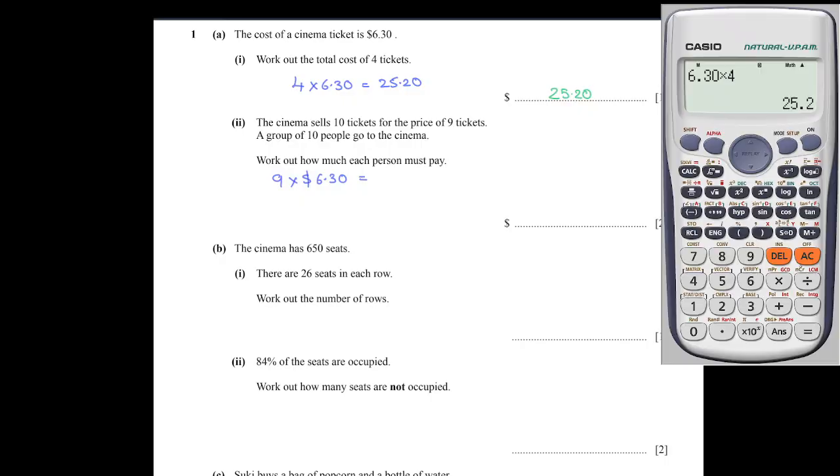Question number 2. The cinema sells 10 tickets for the price of 9 tickets. A group of 10 people go to the cinema. Work out how much each person must pay. So first of all we'll find out the cost of 9 tickets, because that was sold to 10 people but we need the 9 tickets' cost. So 9 multiplied by 6.30 is equal to 56.7. So this is the cost of 9 tickets and this has been shared between 10 people.